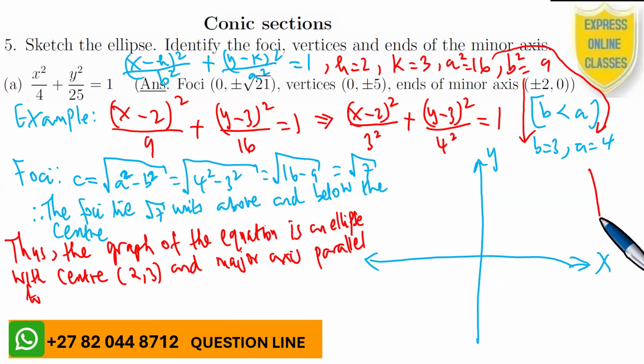It's like a standing egg, like this. So the major axis, this one here, is parallel to the y-axis. Major axis parallel to the y-axis.